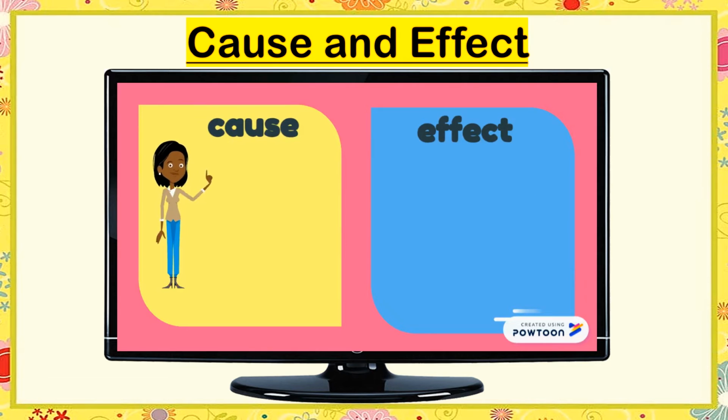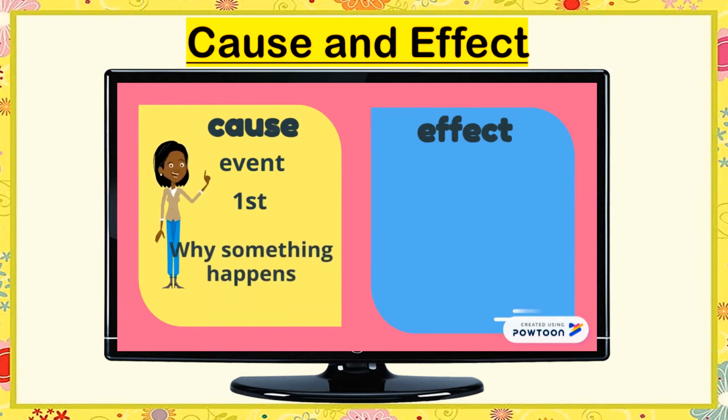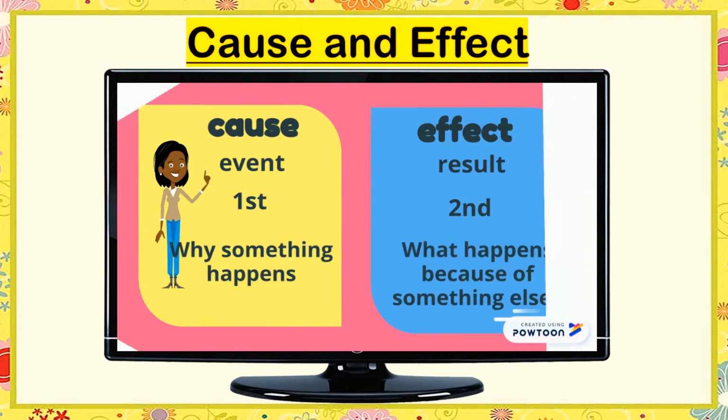So remember, the cause is the event. It tells what happens first and why something is happening. And the effect is the result. It is the second thing that happens, and it happens because of something else.